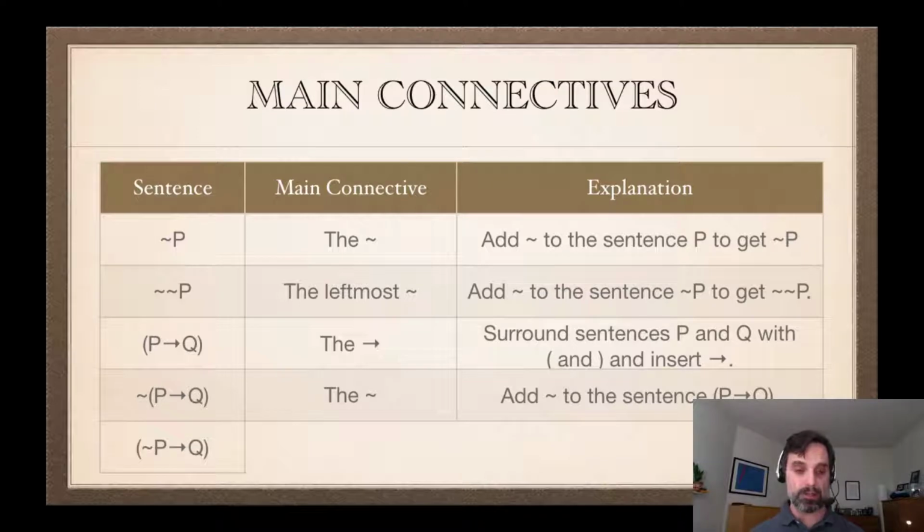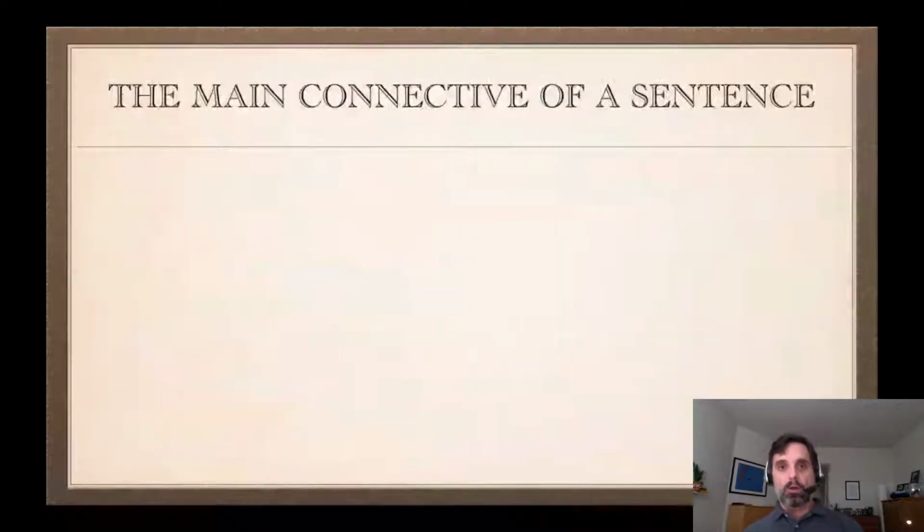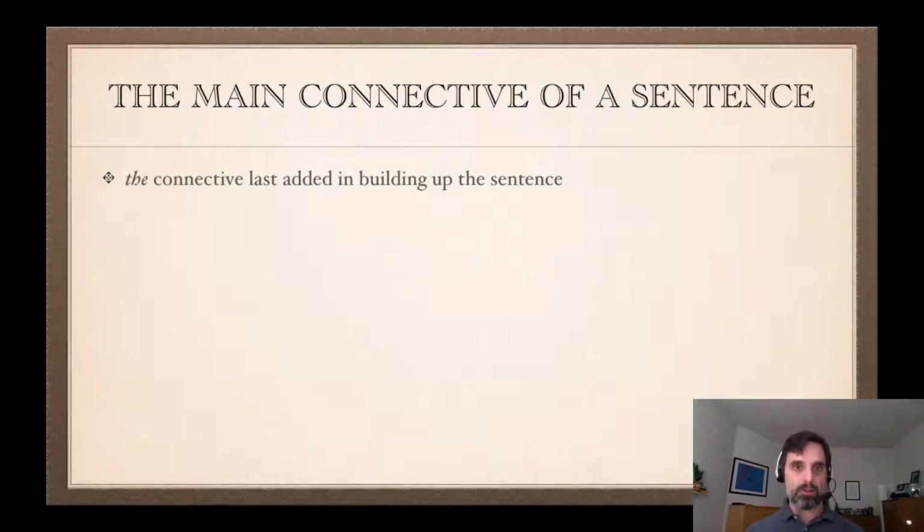How about this sentence? If not P, then Q. Here, what do you think? It's the arrow. Why? Well, same explanation. Not P is already a sentence, Q is already a sentence. To form a new sentence, the connective we add is the arrow, and that makes it the connective of the new sentence. So the main connective of a sentence is the connective that's last added in building up the sentence.